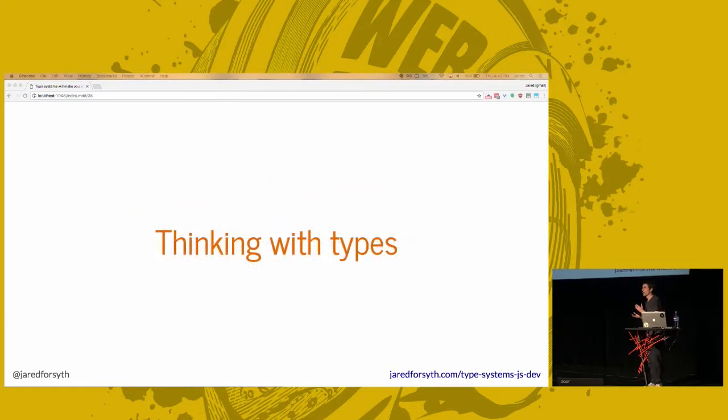So far, I've talked about how having type annotations and having this more powerful type system at your disposal will help you debug better. It'll catch bugs for you. You'll be able to refactor with confidence. But I think even more important than that is the way that it changes the way you think.